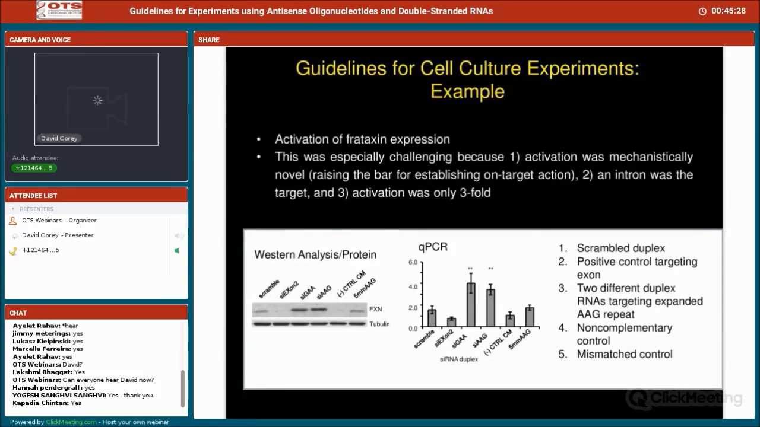And the practical consequence of that was that many of these experiments needed to be done many times before we had the confidence that a 3-fold level of activation by a novel mechanism was true. In any case, we analyzed both protein expression by Western analysis and RNA expression by quantitative PCR. And I'll point out another experimental tip: when trying to convince people about a novel mechanism, showing both RNA and protein levels can be very helpful, especially when the protein level is what's ultimately going to be needed for therapy.